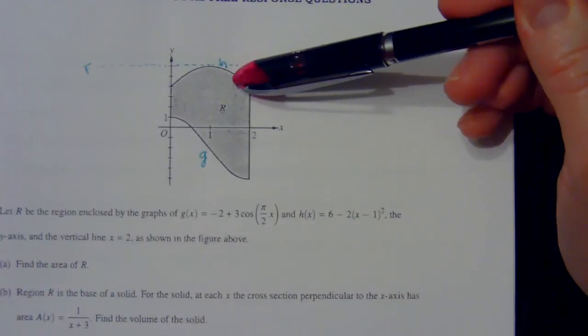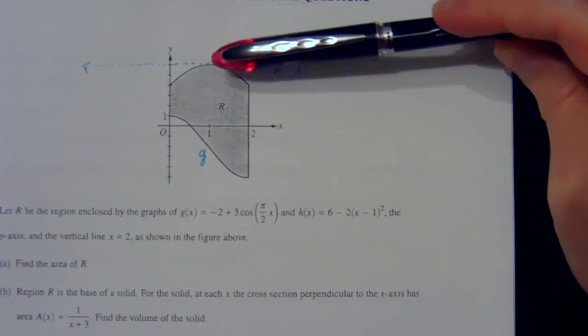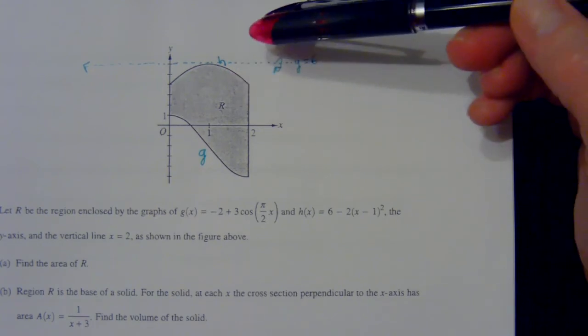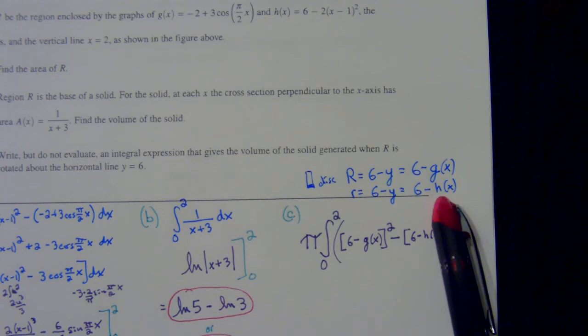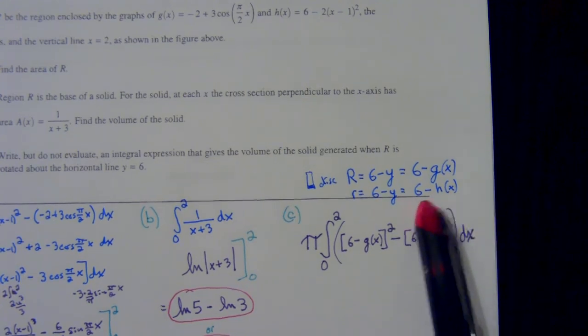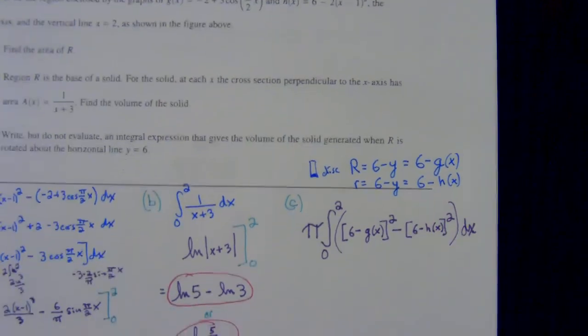And then the little r is the distance from your axis of revolution to your closer edge. And again, you're still coming from that axis down. That's one of our 4 big scenarios. When you come from that axis down, it's still that number minus y, but that's your closer edge. That's your h function. So you can go 6 minus h.